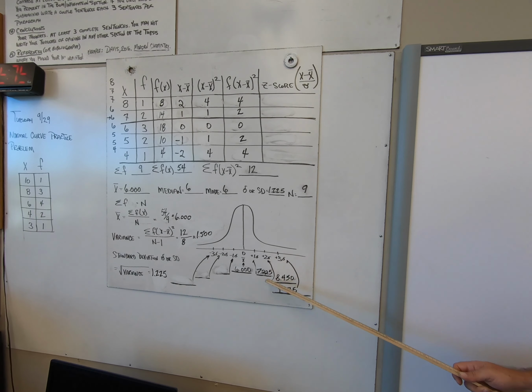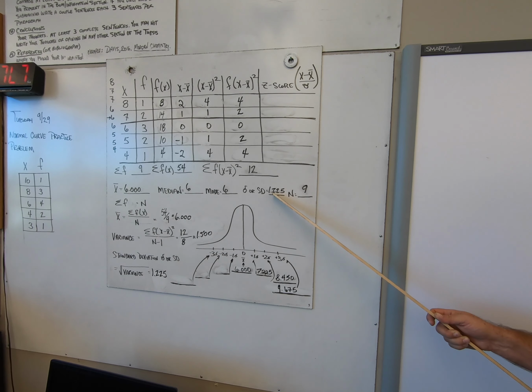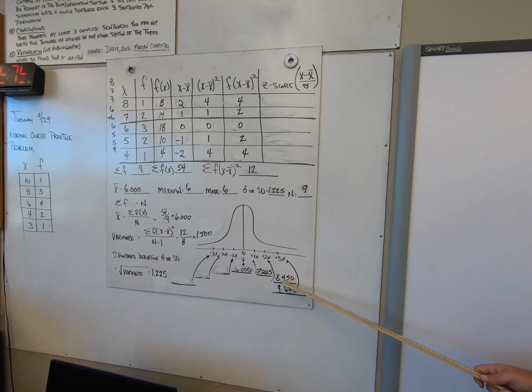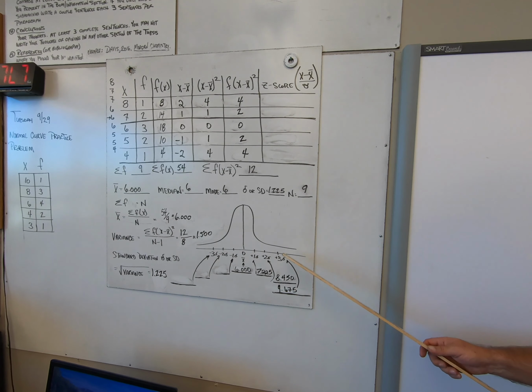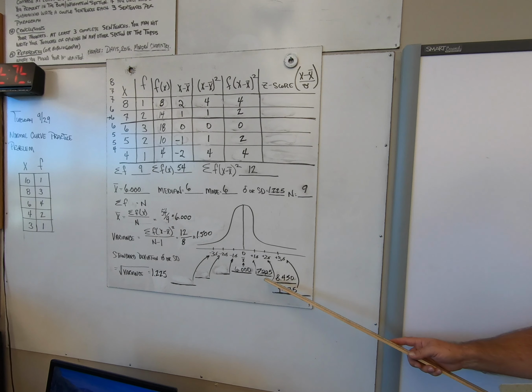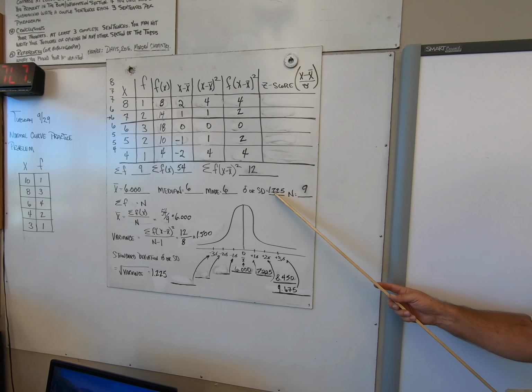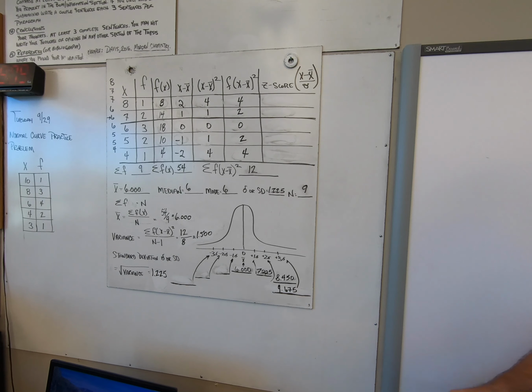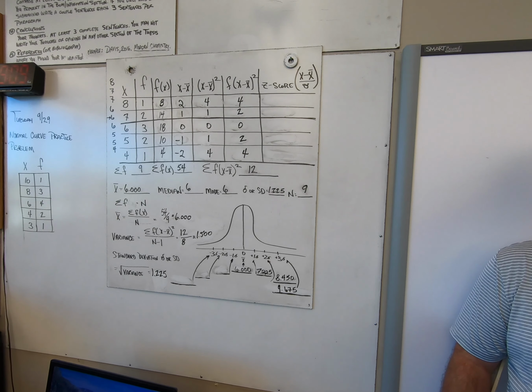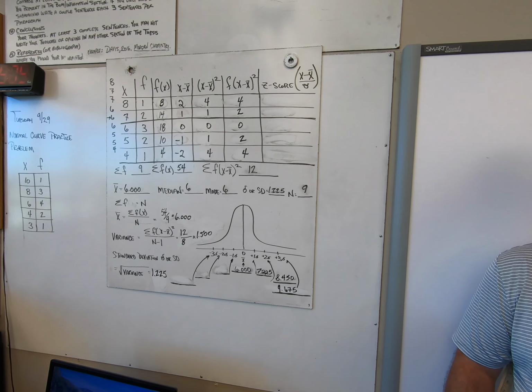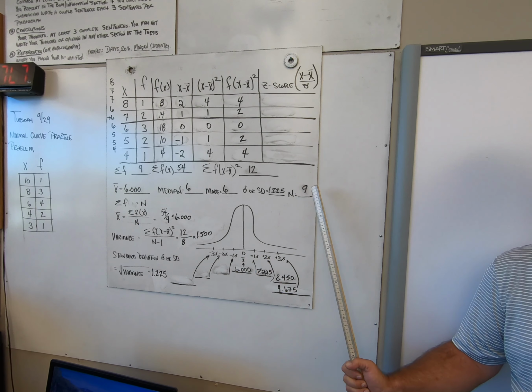To get 2 standard deviations above the mean, I have to add another of this number, 1.225, to this number. That's where the 8.450 comes from. And then I do it a third time and we don't go past 3. So 8.450, I add this 1.225 again and I get 9.675. So that's where those numbers come from. Now remember, that's above the mean.